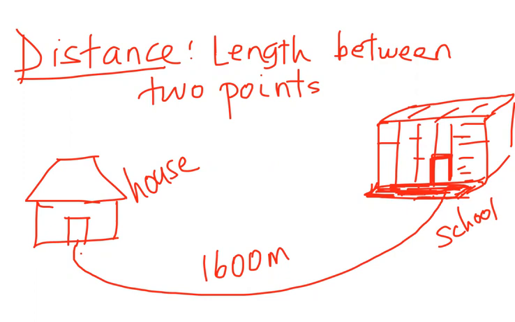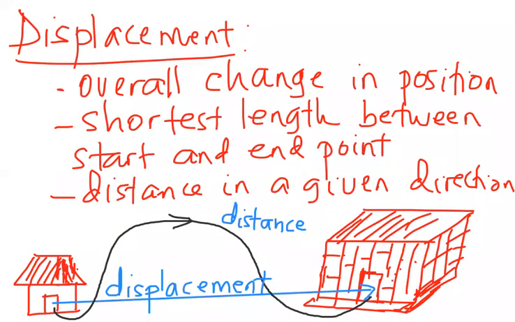Now let's move on to displacement. Displacement can be thought of as an overall change in position, or the shortest distance between the starting and end point. Or you can think about displacement as the distance in a given direction. As you can see from here, the image shows that there is a shortest distance, and this one is the displacement here, right? That's displacement.